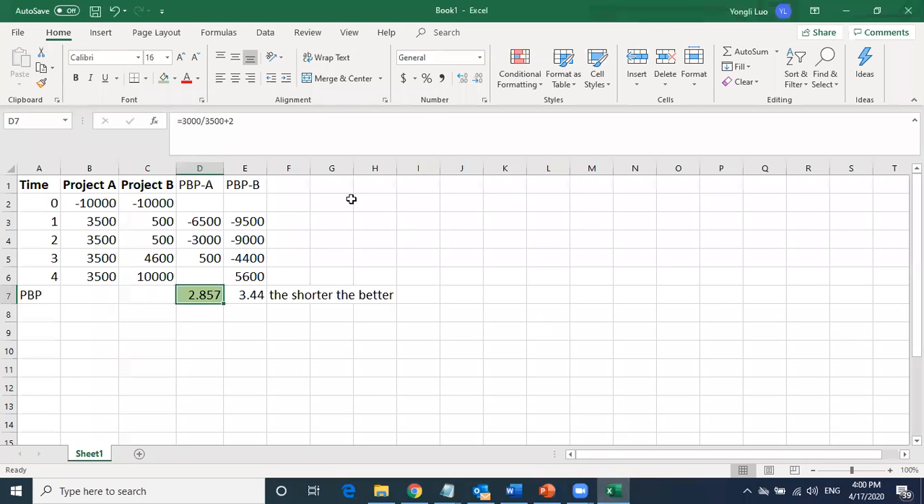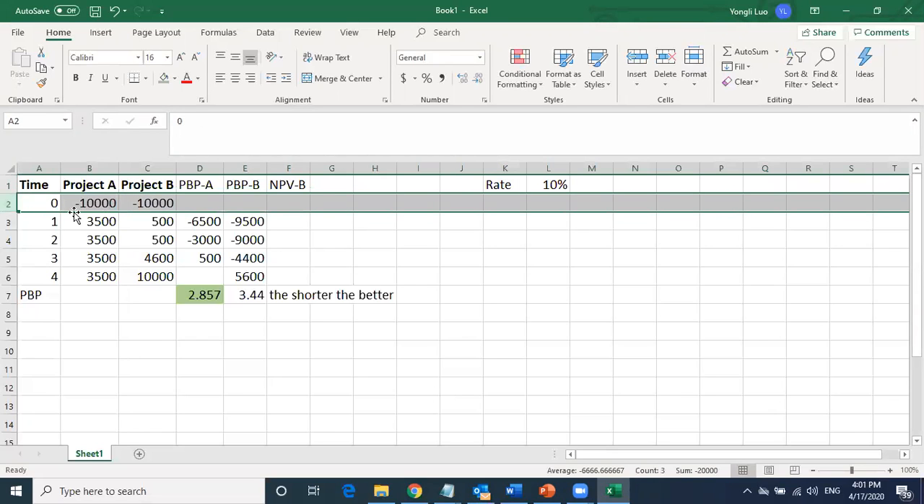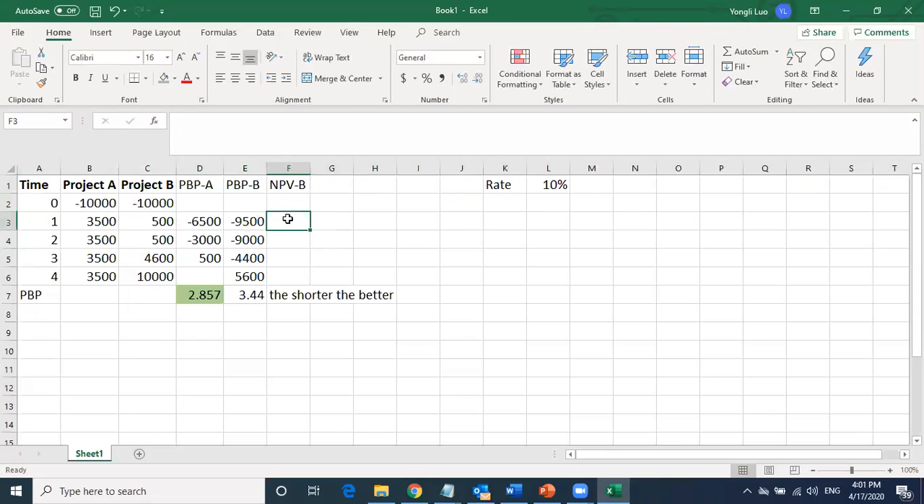Okay, so let's say we do this, we put the interest rate. The interest rate is 10%. So what will be the net present value of project B? Net present value of project B. This is the present. We don't have to calculate it. For that 500, you can see that 500.